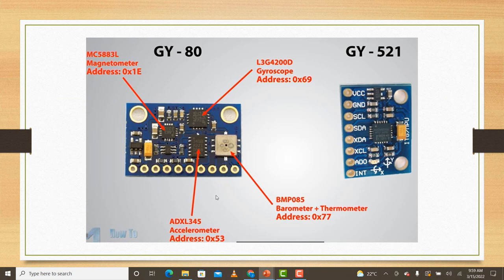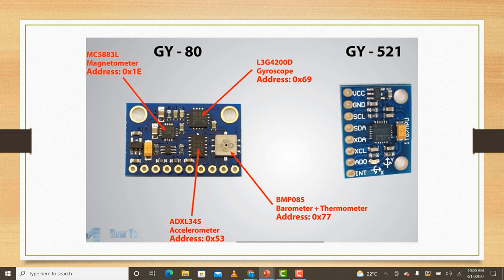So this is the kind of sensor we are talking about. As you can see, this GY80 has a magnetometer. Then it has many sensors. It has the pressure sensor, which is called BMP085. You can see its address. It has an accelerometer. You can see its address. It can have a gyroscope. You can see its address.